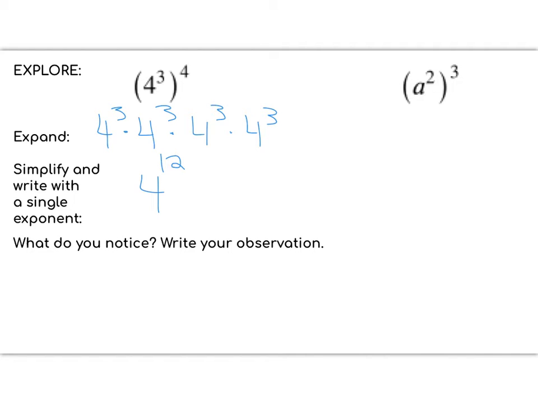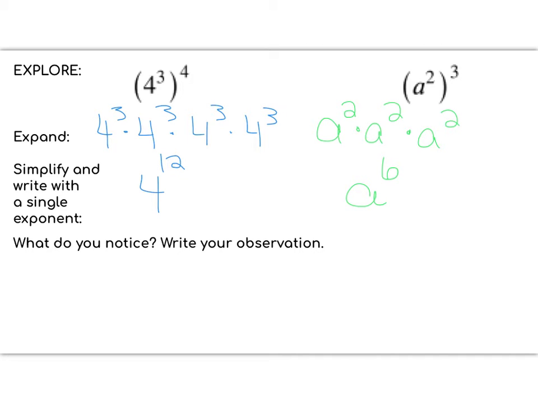So let's look at the next one. I have a to the 2nd power raised to the 3rd power. That means I'm going to multiply a to the 2nd power times itself 3 times, okay? Now I'm going to go back and use my multiplying powers with the same base. So I am going to take the a, and then I've got 2 plus 2 plus 2, which is 6. I have 2 a's times 2 a's times 2 a's, which is a to the 6th power.